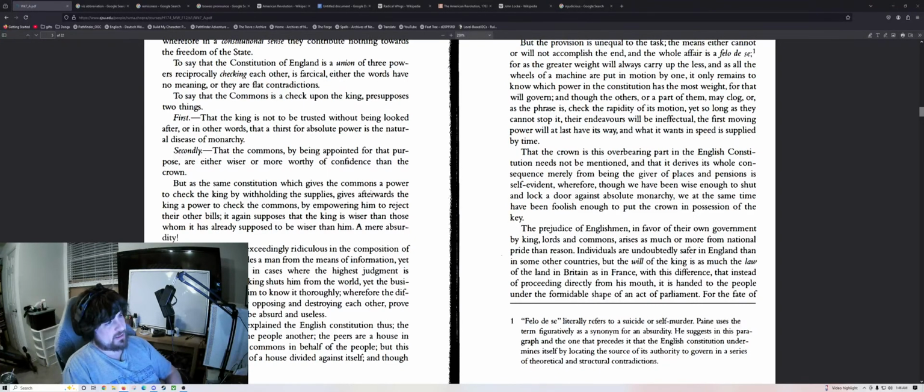There is something exceedingly ridiculous in the composition of monarchy. It excludes a man from the means of information, yet empowers him to act in cases where the highest judgment is required. The state of a king shuts him from the world, yet the business of a king requires him to know it thoroughly. Wherefore the different parts, unnaturally opposing and destroying each other, prove the whole character to be absurd and useless. So he's saying, if to be a king you have to be shut off from the world, yet giving him this executive power is ridiculous and useless because he doesn't know what it takes to make these laws. Which, again, true. So to be a king is to be separate.